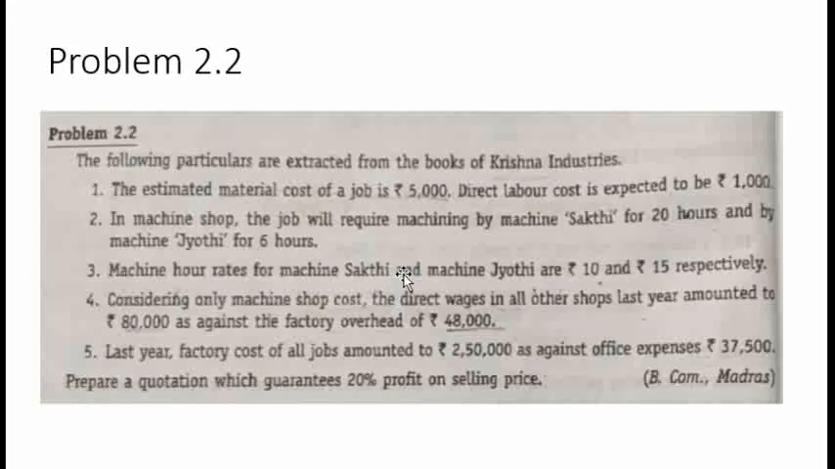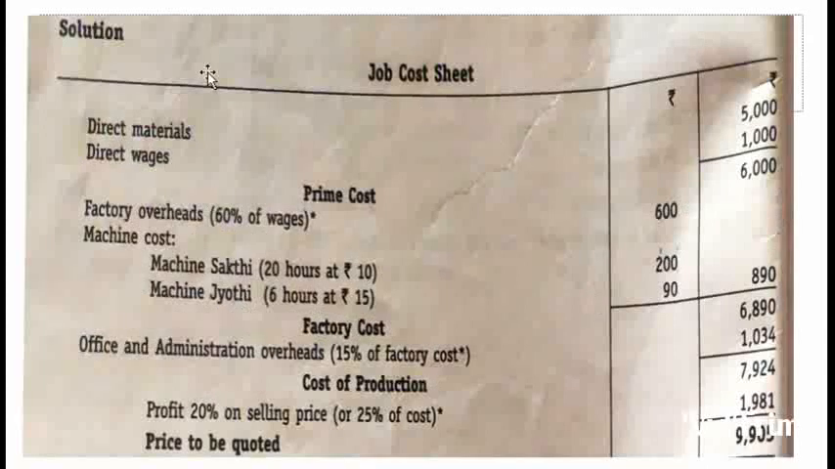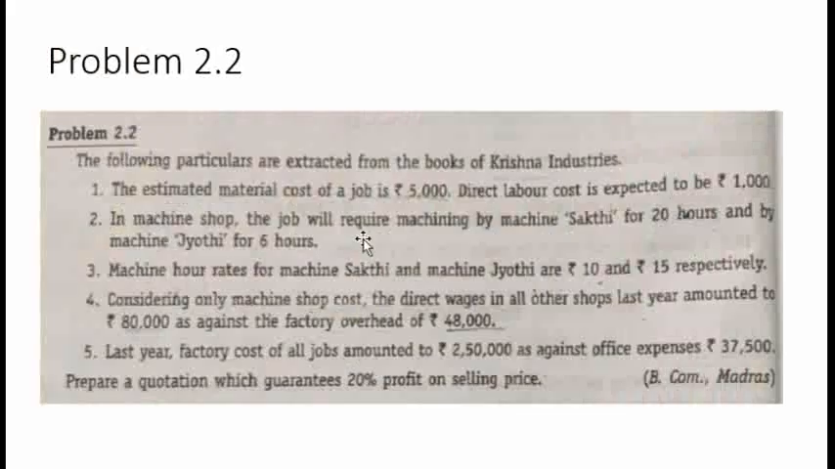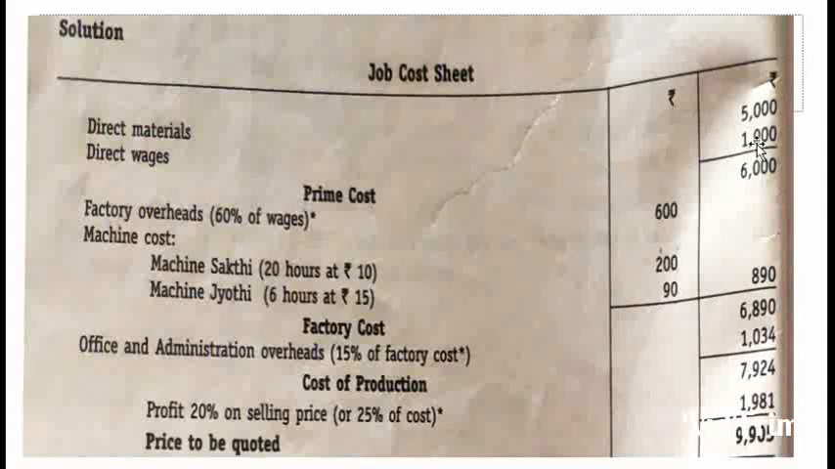Okay, now let's get into the preparation of your cost sheet. The working note is done, so now let's prepare the cost sheet. This is your job cost sheet. Direct materials, taken from the question, is 5,000, and direct labor is 1,000. The total of it is 6,000, which is called prime cost.